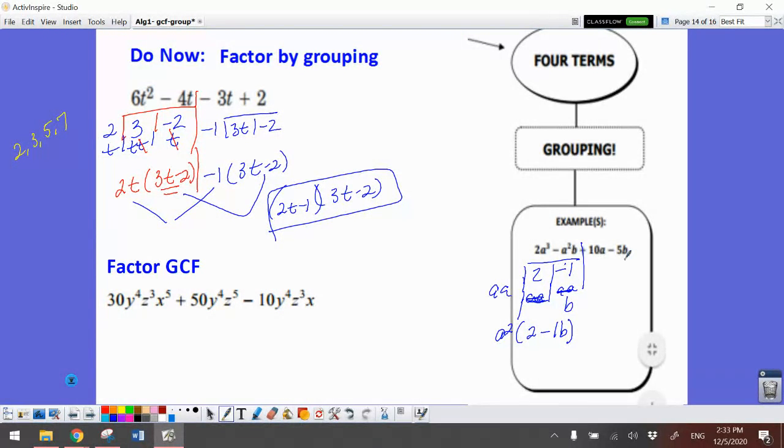Okay, now let's go over here on this side. I have a 10 and a negative 5. I can take out a 5. So 10 divided by 5, that's a 2a. And negative 5 divided by 5, that's a negative 1, and I have my b left. So it's looking like these match, which is what I need. Okay, so these two are going to pull together, 2a minus b, and the first ones come together, a squared plus 5. So I have a squared plus 5 and 2a minus b.